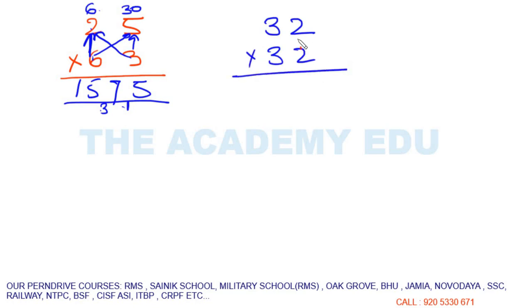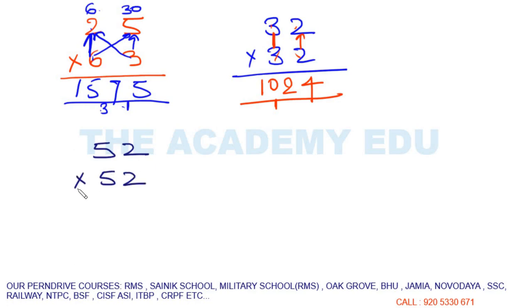See here. So 2 2 ja 4, 3 2 ja 6, 3 2 ja 6, 6 6 12. So 2 here, 1 carry over. 3 3 ja 9, 9 plus 1, 10, so 1024. Another question. Suppose we have 52 multiplied by 52. Actually, this method is very helpful to find out a square root.